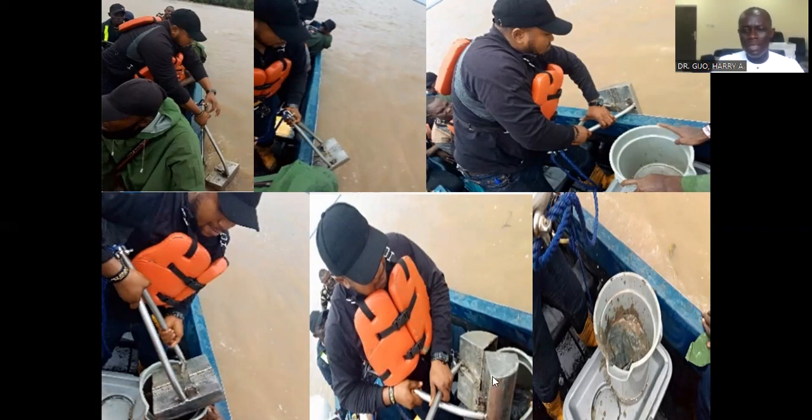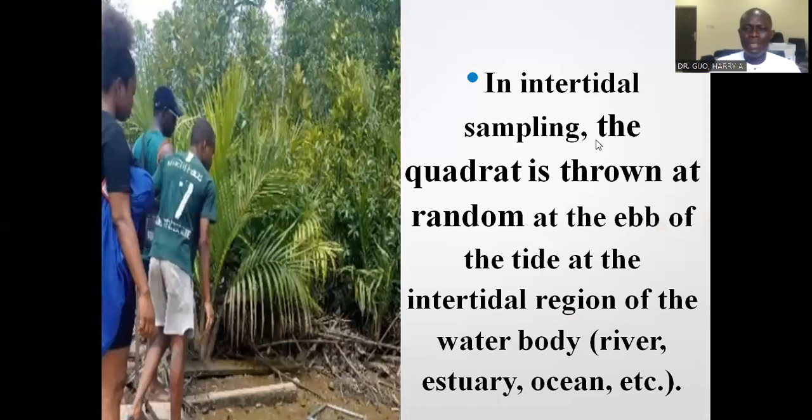The sediments along with the benthic organisms are then turned into a bucket and later sieved. In intertidal sampling, the quadrat is thrown at random at the ebb of the tide at the intertidal region of the water body, be it a river, an estuary, or an ocean. You throw it, and wherever it lands, you now proceed to collect the samples.